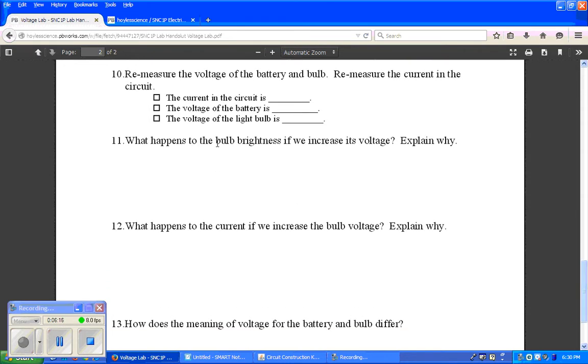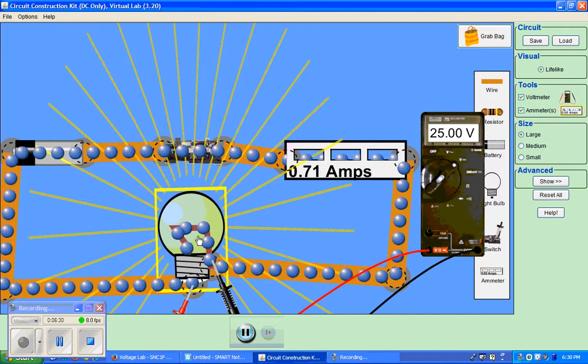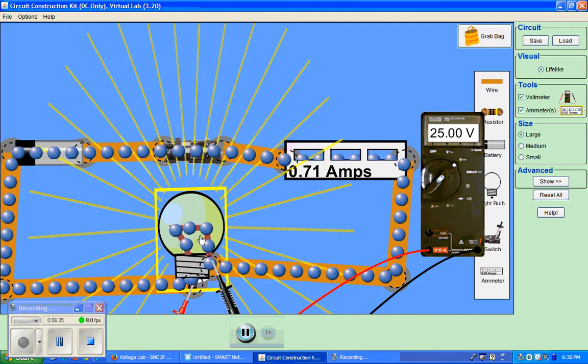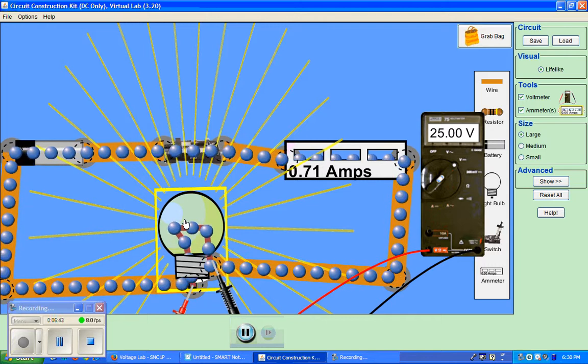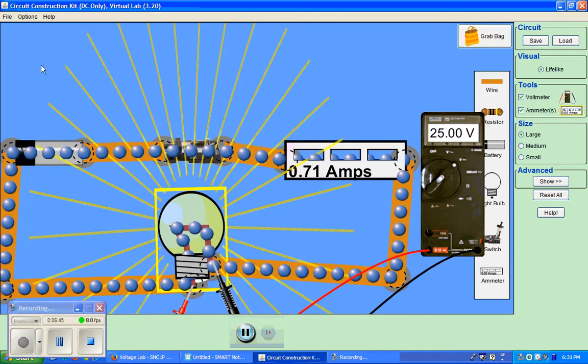Number 11, what happens to the bulb brightness if we increase its voltage? It goes down because, again, it takes more energy now to get the bulb to have the same amount of brightness as it did before. Before, let's say it was a 9-volt light bulb. Well, it takes 9 volts for this bulb to be bright. If the bulb's voltage is now, let's say, 30 volts, then it's going to take 30 volts of energy coming from the battery in order for this bulb to be as bright as it possibly can be.